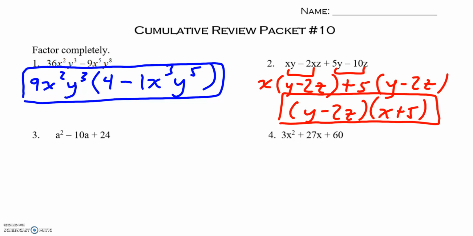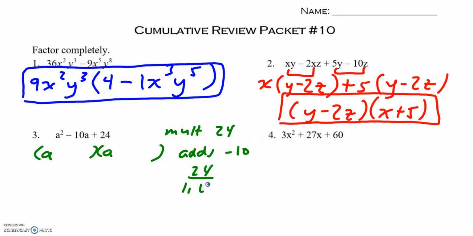The third example, I ask, do I have a greatest common factor? It doesn't look like it. I can't take an a out of all 3, and I can only take a 1 out. So then, do I have 4 terms? No, I can't group. Do I have a trinomial, highest power of 2? Yes, and I notice that I have a lead number of 1, which means I can go directly to double parentheses. A times a is a squared. I want to see what multiplies to be 24 and adds to be the middle term of negative 10.